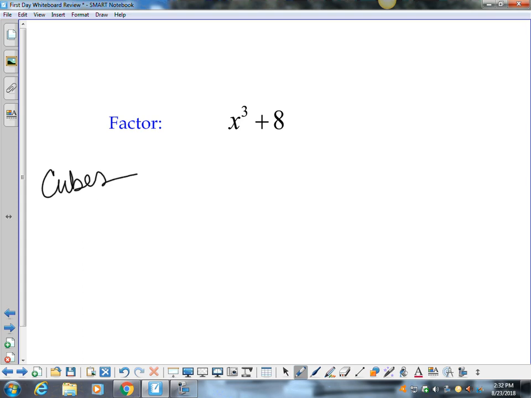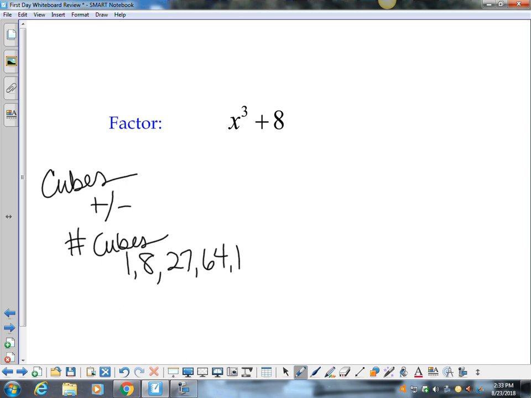Cubes, you've got to have 2 terms. You can have a plus or a minus. Your numbers have to be cubes. A lot of times people don't know that list like they know their squares, but you can always create it. 1 cubed, 1 times 1 times 1 is 1. 2 cubed, 2 times 2 times 2 is 8. 3 times 3 times 3 is 27. 64, 125, and 216. That gets you up to 6. Those are the ones you should be really familiar with.